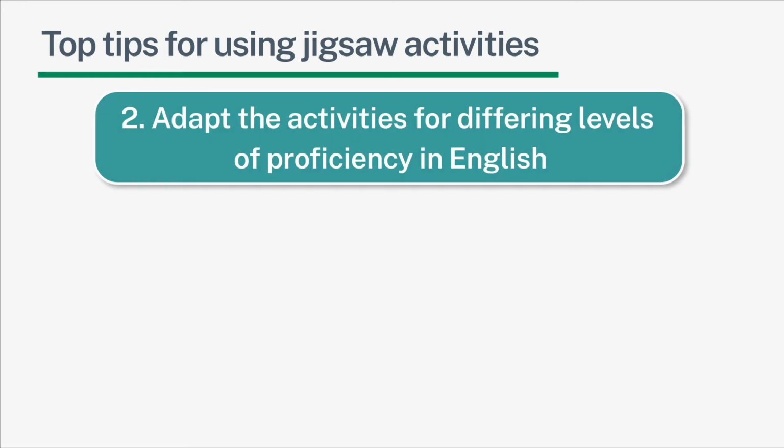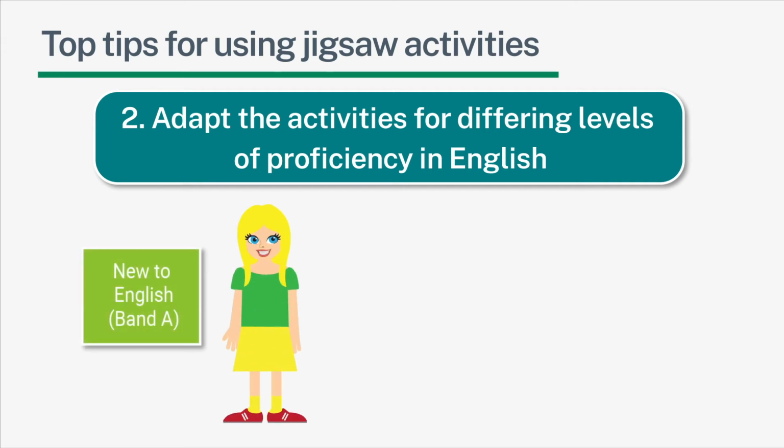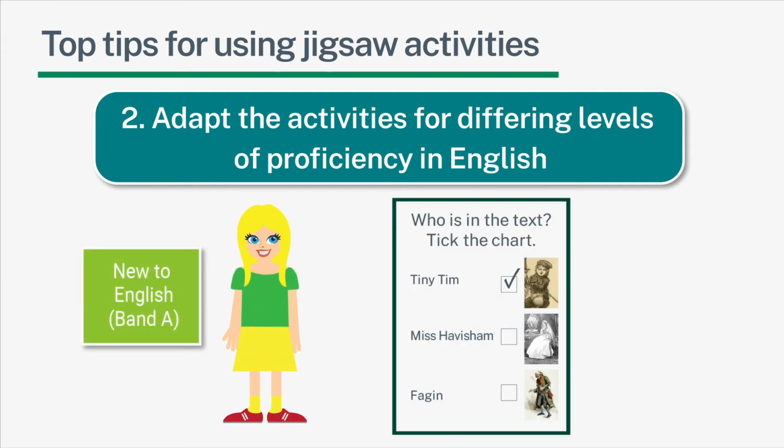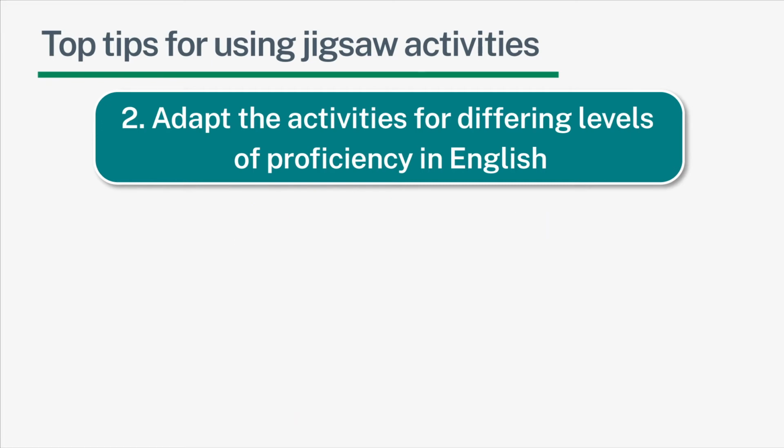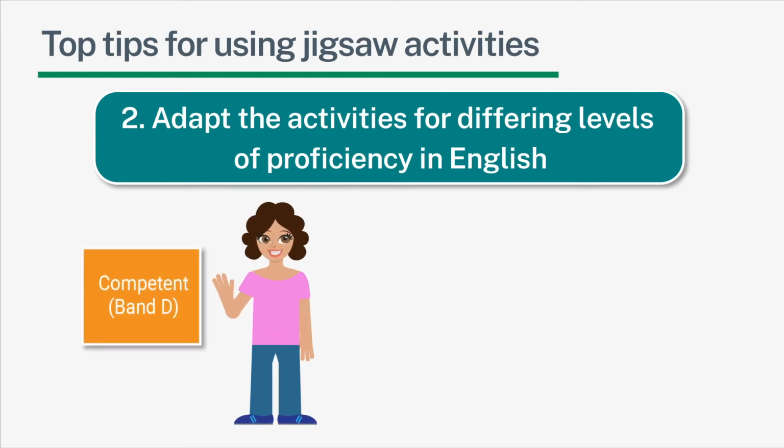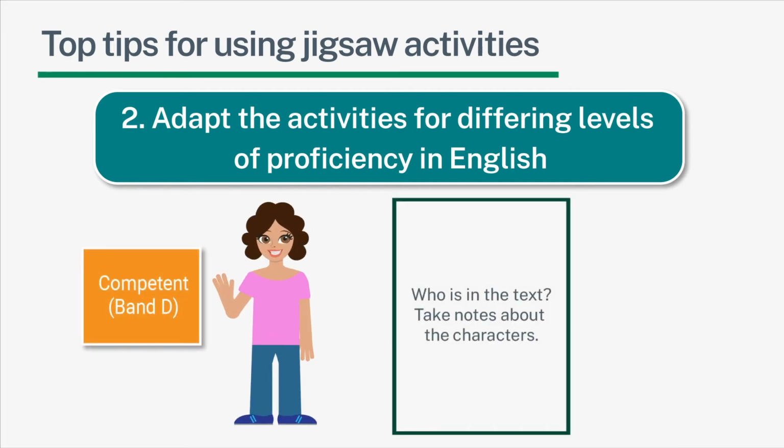2. Adapt the activities for differing levels of proficiency in English. For example, if pupils are new to English and in their silent period, a recognition task such as asking learners to tick which characters are mentioned in a text may be appropriately challenging. Whereas pupils who are competent or fluent in English could take notes instead.